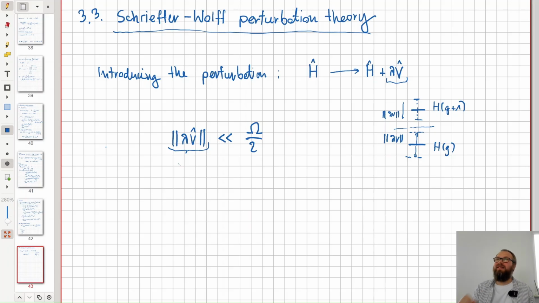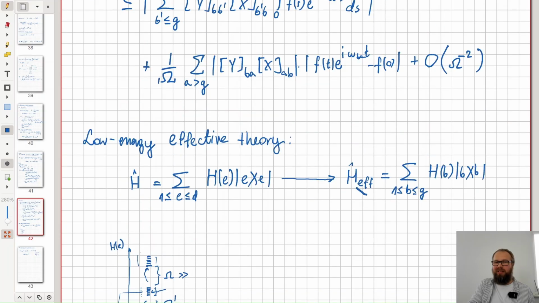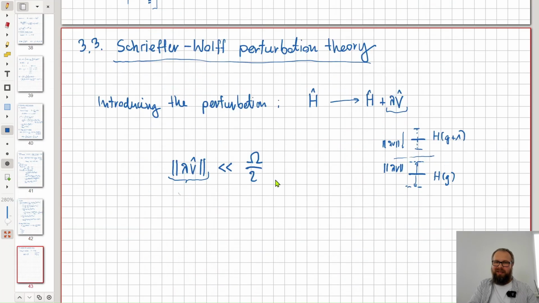Is the H the lower H or the total H? Like, is it a Hamiltonian just for the lower energy or for the whole? For the whole. If it's effective, I will make sure to let you know. This is the complete everything.